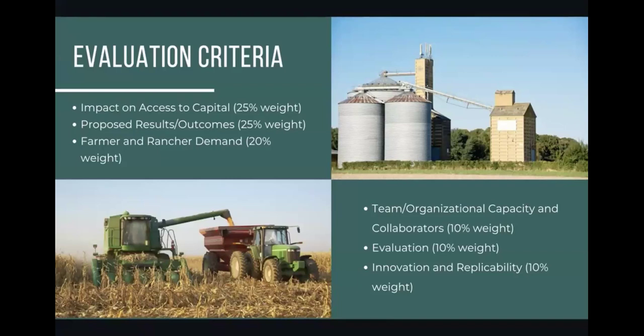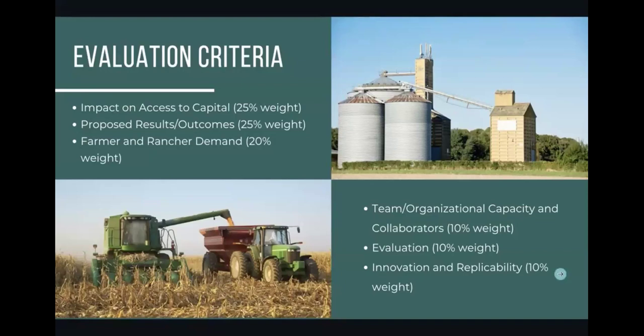We also focus 25% on proposed results and outcomes. We want to know, who is this impacting? Is this a greater impact? Is this a regional impact? Is this going to increase the amount of producers? Will this project build a data map? A data bank? Will this project increase youth access to farming and ranching efforts? So please, when you are applying for our funding, give us a bird's eye view of what this funding will be used for and how it's going to positively impact agriculture in Indian country.